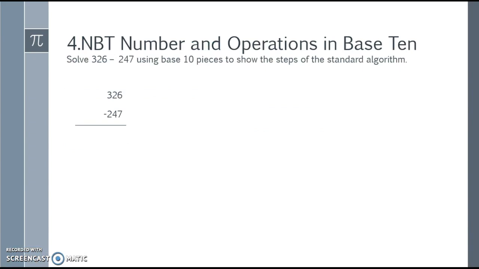Let's solve 326 minus 247 using base 10 pieces to show the steps of the standard algorithm. Take a moment to use your own base 10 pieces to follow the steps. Pause the video and we'll talk about it. You found that you didn't have enough ones in 326 to take away 7 ones. So you borrowed 1 from 2, giving us 10 ones, so 16 minus 7, which is 9.